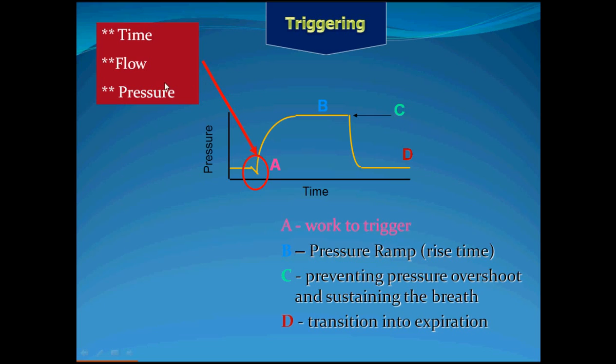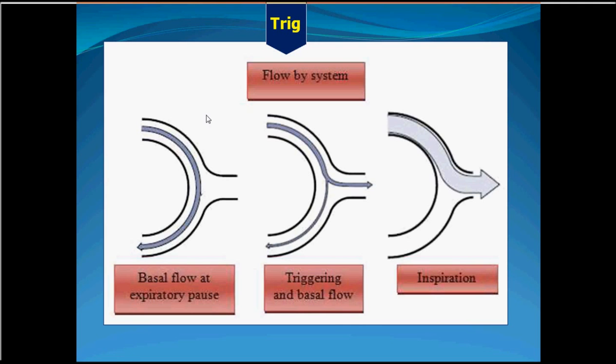Same thing for the flow. If you set the flow trigger at 3 liters per minute and the patient makes a negative flow of 3 liters per minute, the demand valve will open and deliver the breath. This is the flow. Usually we say flow-by system. This is continuously on during expiration.